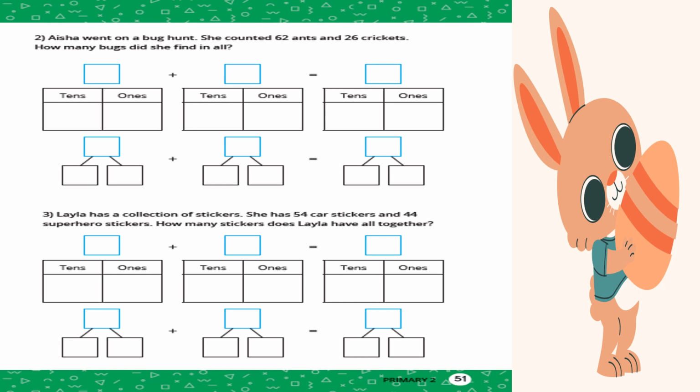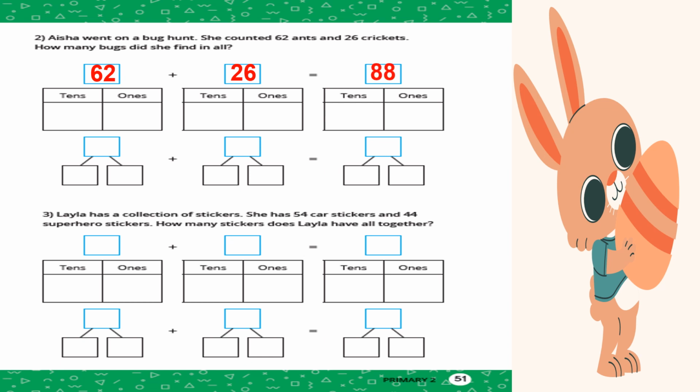Aisha went on a bug hunt. She counted 62 ants and 26 crickets. How many bugs did she find in all? In all is a keyword for what? Yes, in all is a keyword for addition. So 62 plus 26. Ones with ones and tens with tens. 2 plus 6 equals 8. 6 plus 2 equals 8.